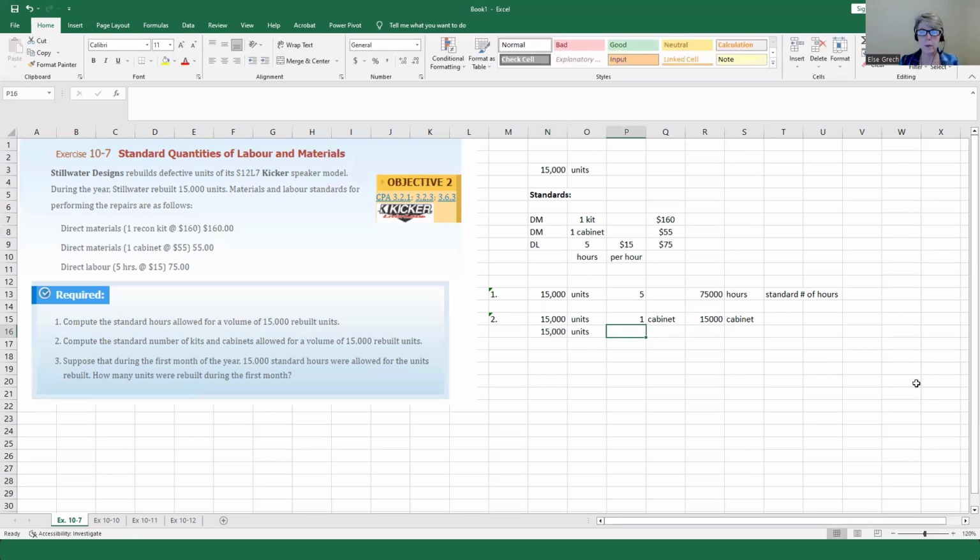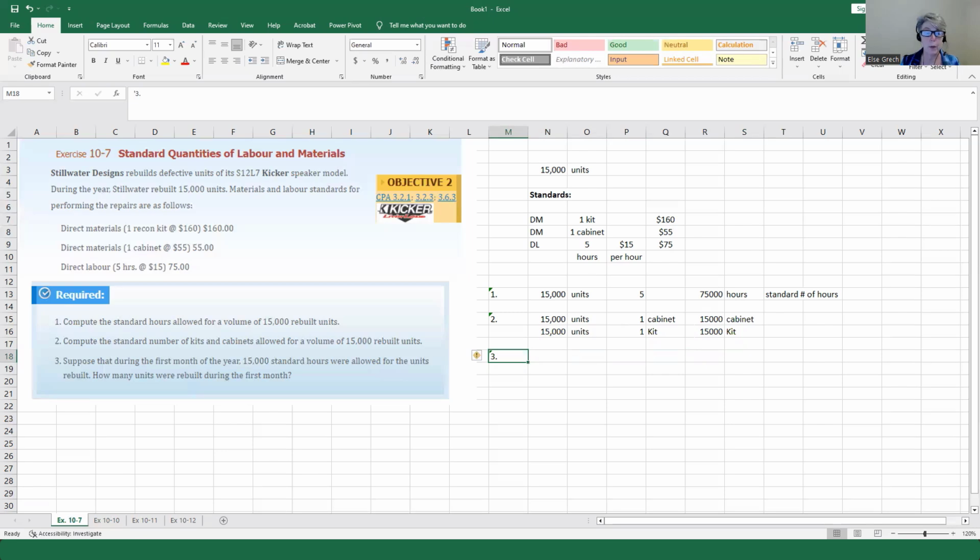Similarly, they're saying how many kits do we need? Well, you can see up here, I need one kit for every rebuild. So it's one kit, and it's going to be the exact same calculation, 15,000 multiplied by 1. This is the number of kits that I'm actually going to need in order to rebuild 15,000 units. That's, again, standard. Okay? We're going to compare it to actual for performance evaluation purposes to see how well they did.